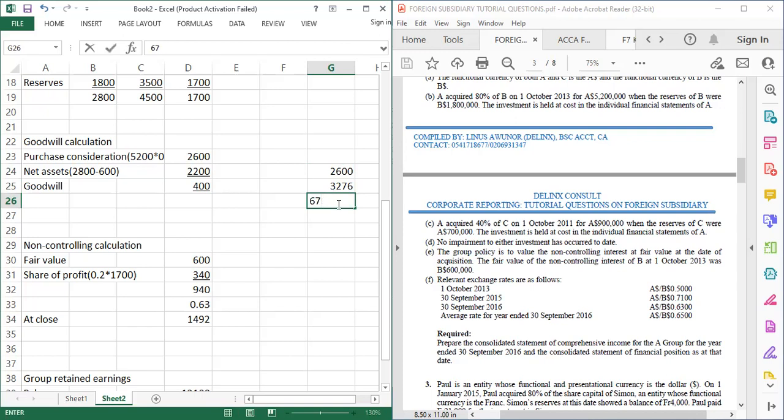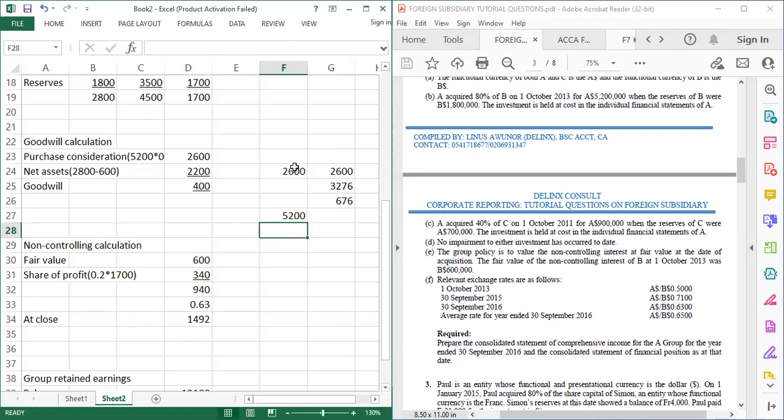676. Okay. Another way of doing this is that the investment that we have in the sub was 5,200. This is in the subsidiary's currency, so you have to translate it using the closing rate. But the easiest way of doing this is, okay, what do we have? We have an investment of 2,600 in the subsidiary, which is equal to 5,200.